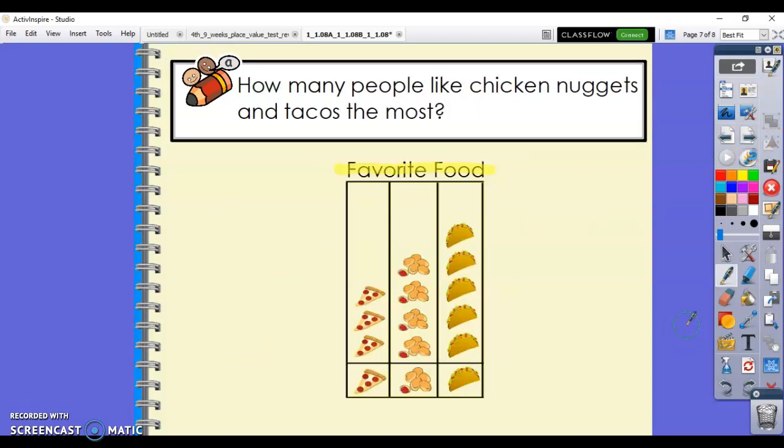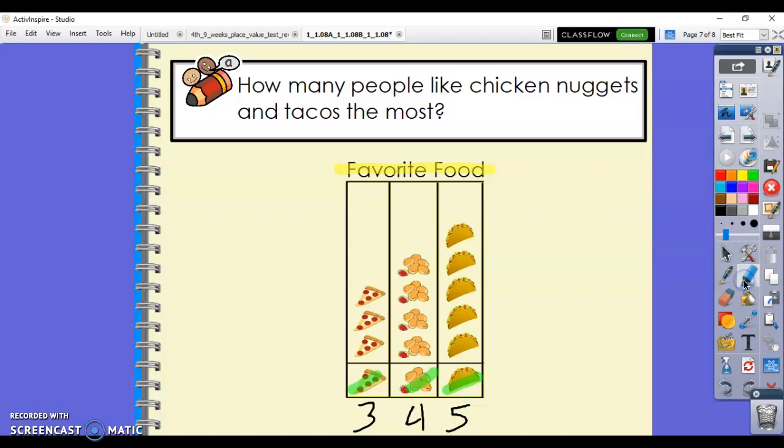Next one. Here we have another picture graph. At the top, the titles are already highlighted. It says favorite food. My food that we have graphed is pizza, chicken nuggets, and tacos. So let's see how many of each of these we have. I see 3 slices of pizza, 1, 2, 3, 4 chicken nuggets, and 1, 2, 3, 4, 5 tacos.